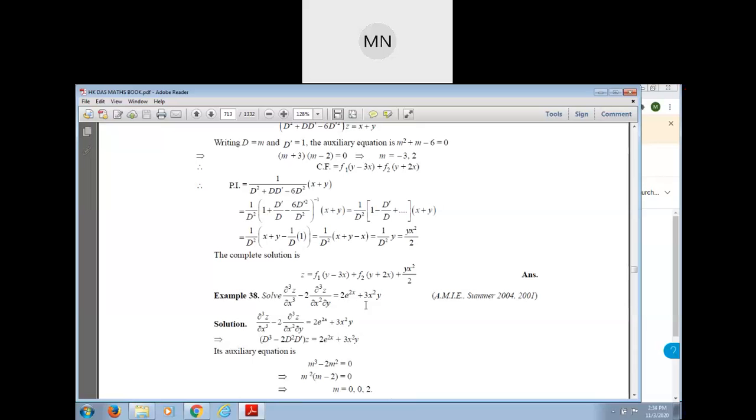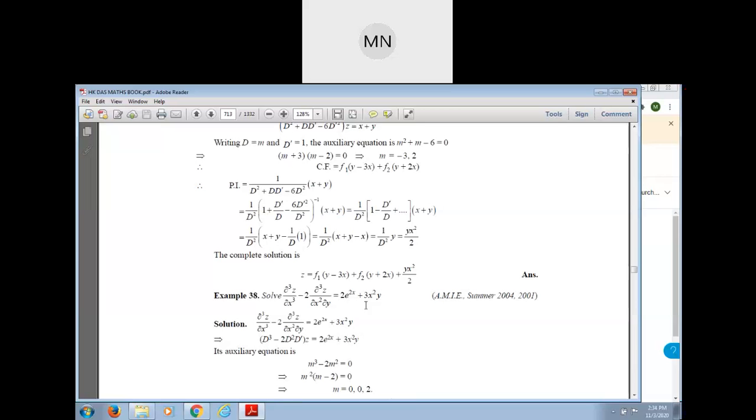Is there any formula for this type of function? No, sum of these functions. See that, twice e to the power twice x plus thrice x square y. Like in the previous example, first you have to separate both of them. I give some hints and you try to solve that problem. Write the problem.